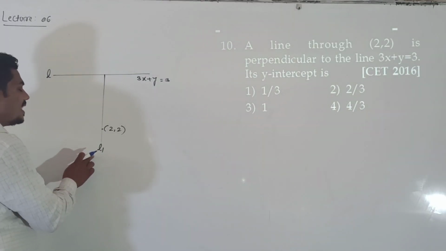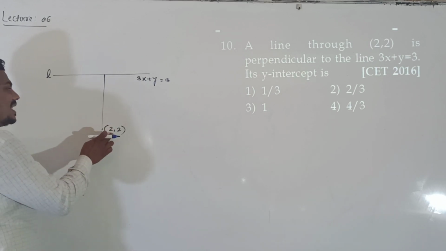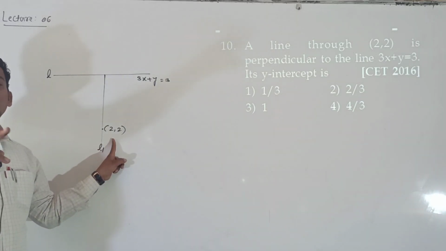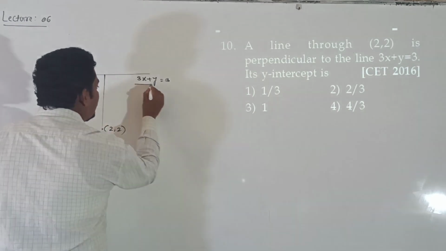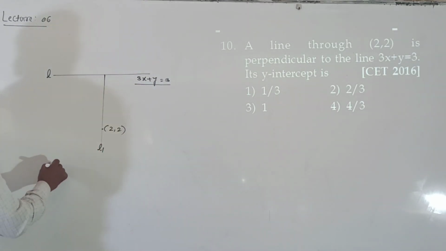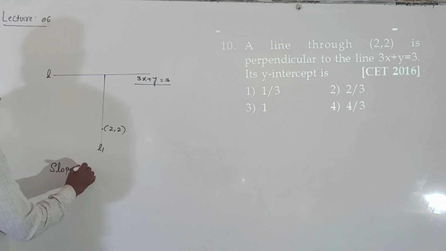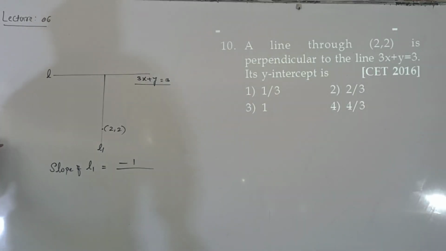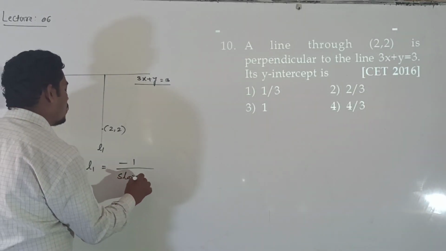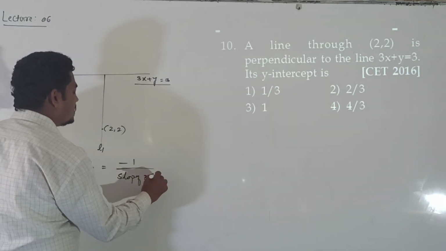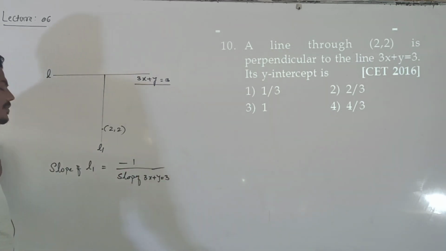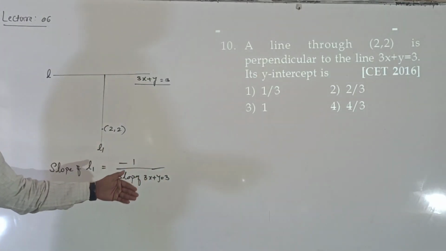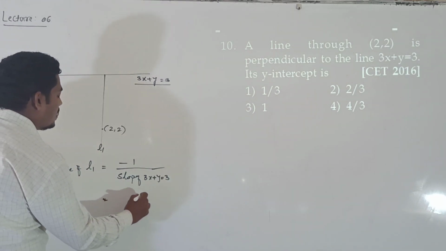For finding the equation of L1, we need one point, which they have already given, so just find its slope. By using the slope of the given line, we can write the slope of L1. Slope of L1 is equal to minus 1 divided by the slope of the given line. We know if two lines are perpendicular, then the slope of one line is equal to the negative reciprocal of the slope of the other line.